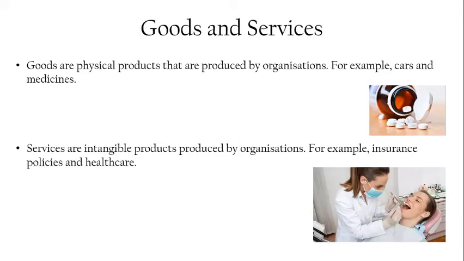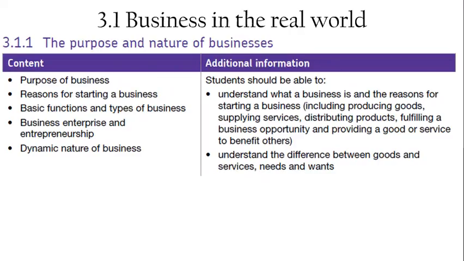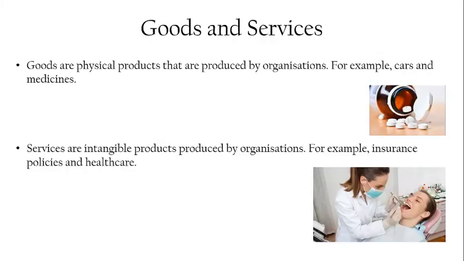Final thing in this opening video, you need to understand the difference between goods and services. And this is really important. Goods are physical products that are produced by organisations, for example, cars and medicines. In other words, goods are anything that you can touch. A door, a pen, a coat, a jacket, a computer, cars, medicines, food. All of these things are physical products that you can touch.